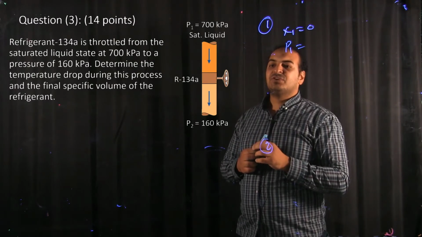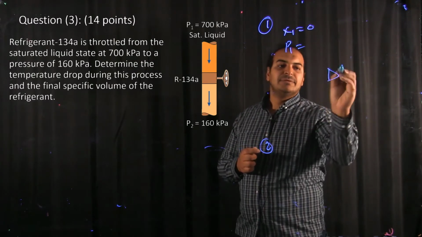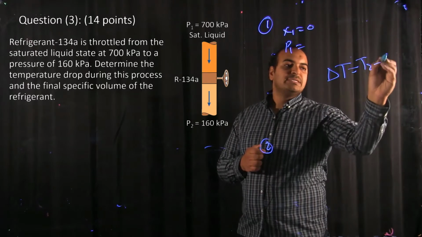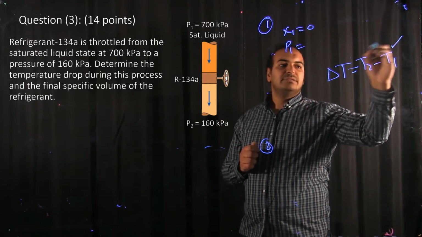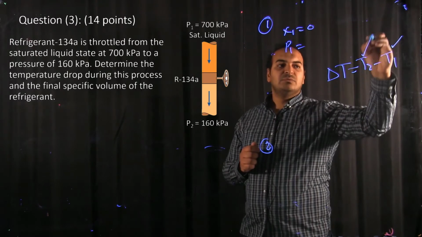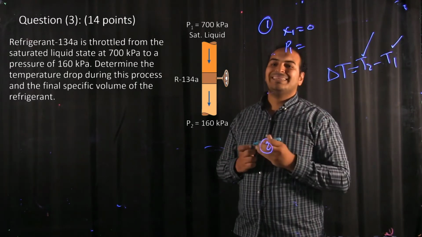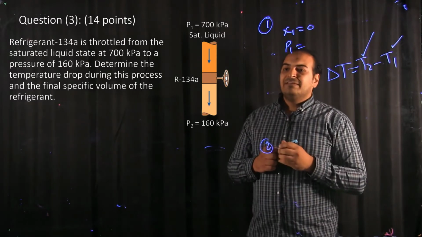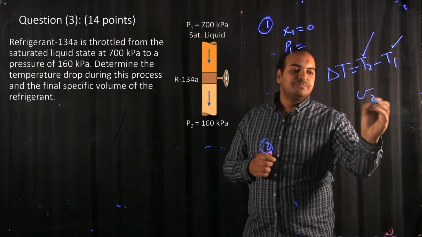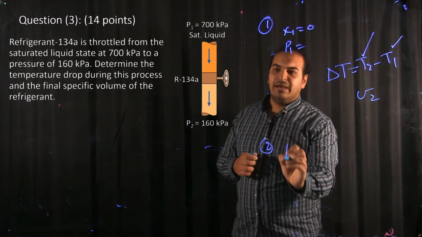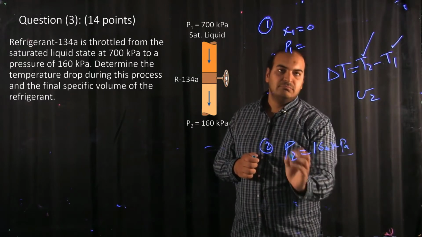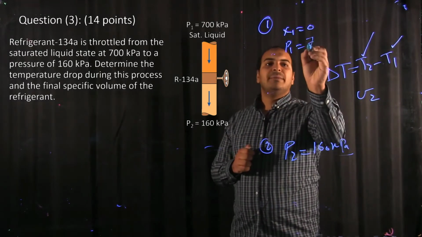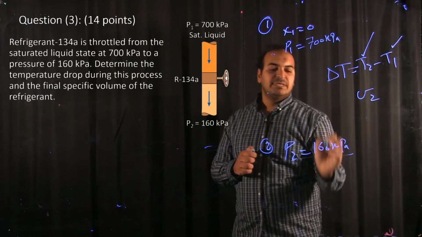Determine the temperature drop, delta T, T2 minus T1, and the final specific volume, V2. If I have two independent intensive properties at 1, I got it. Two independent intensive properties at 2, I got it. So I can get the delta T. At 2, I only have now P2, which is 160 kilopascal. Before going to the tables, let's see what is missing.